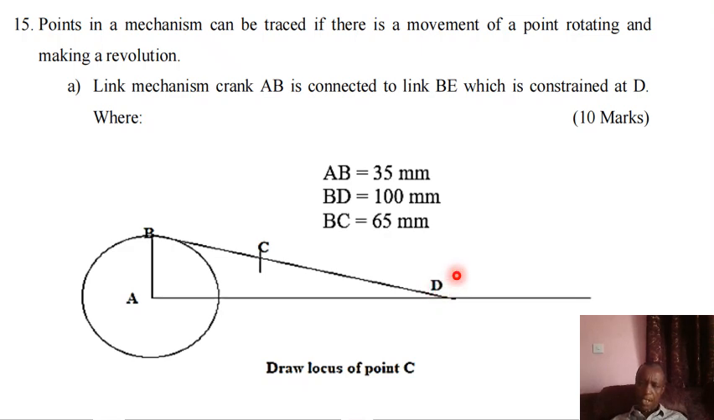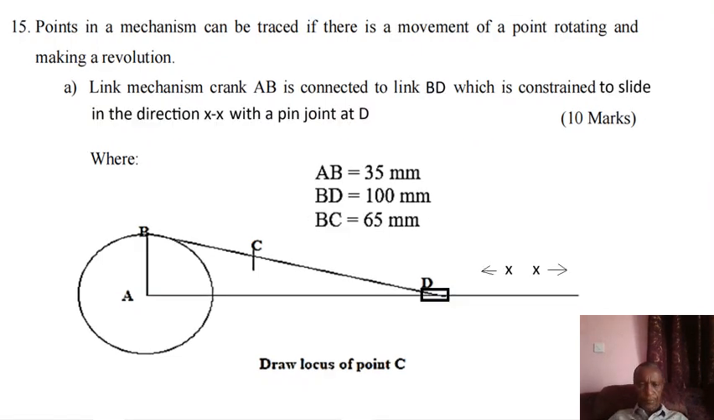It is constrained to move along this line. It is not constrained to be at that point, but to move along this line. That means it cannot move up or down or any other direction, but can only move through this line. So this is a sliding part, even though it must also have a pin joint to make it possible to move. So let us see the correction.